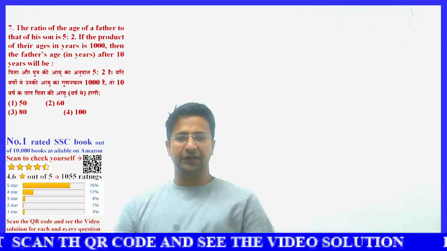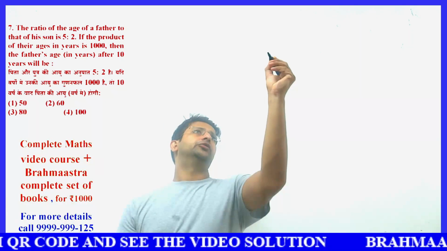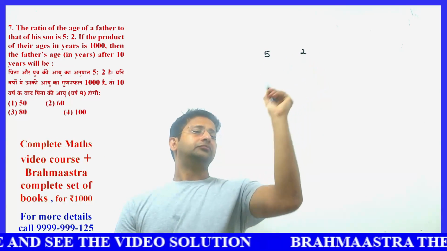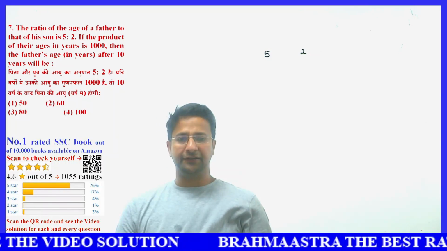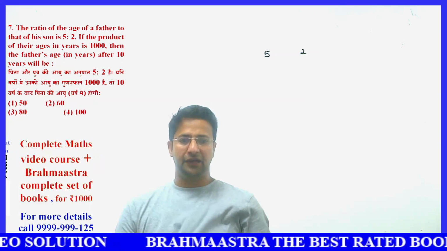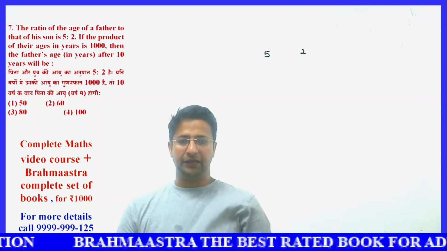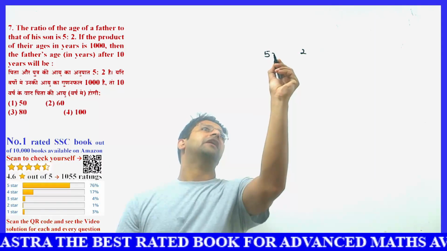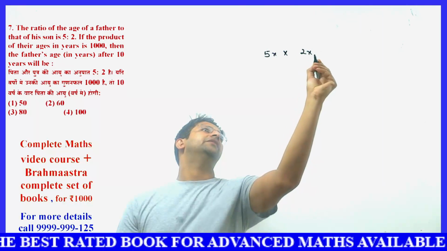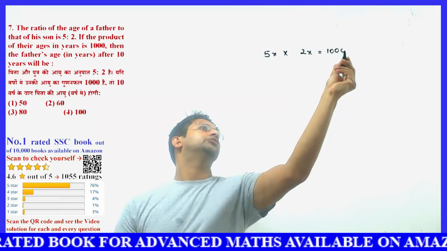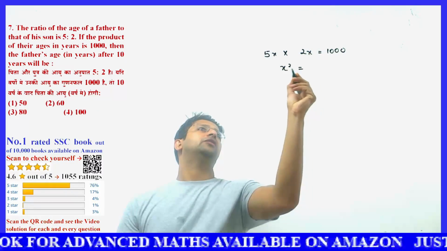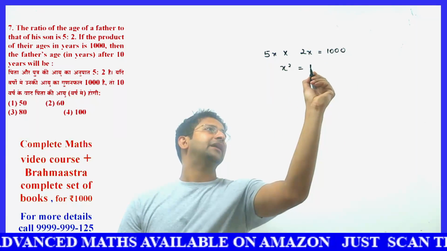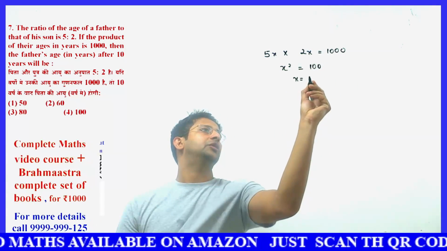The ratio of the ages of a father to that of his son is 5 is to 2. This is the ratio of the age of father and son. The product of their ages is 10,000. Let's say this is 5x and this is 2x. 5x into 2x is 10,000. So this gives you x square is equal to 5 into 10, where the 10 is cancelled, so x square is equal to 100. X is equal to 10.